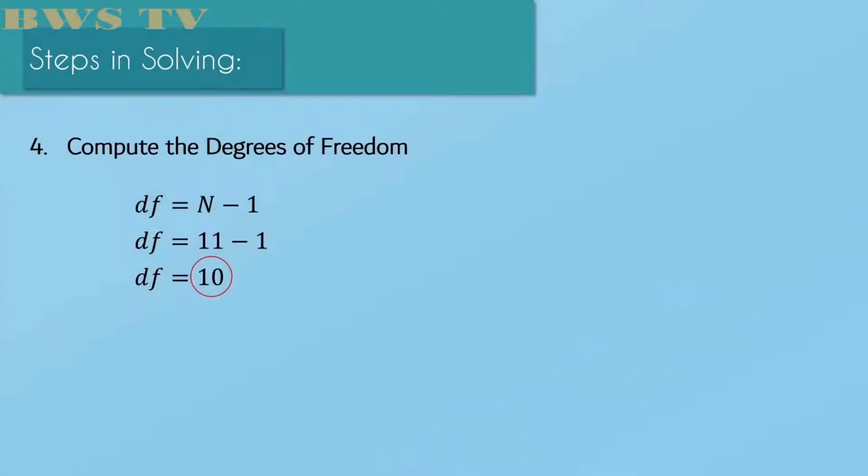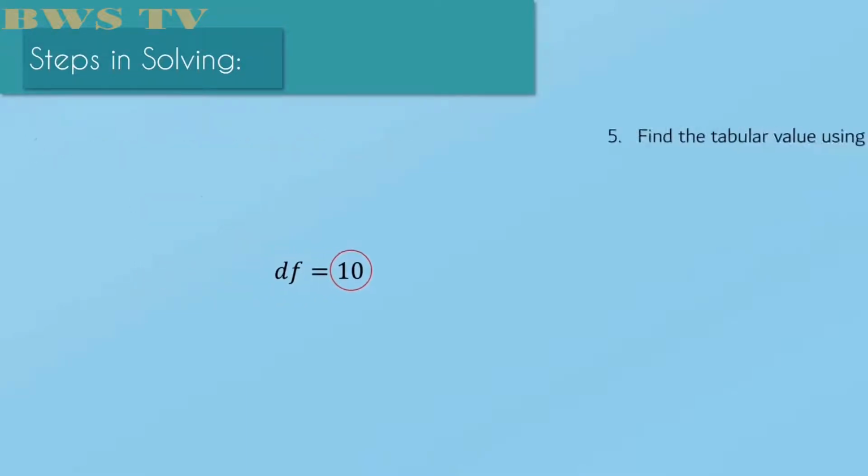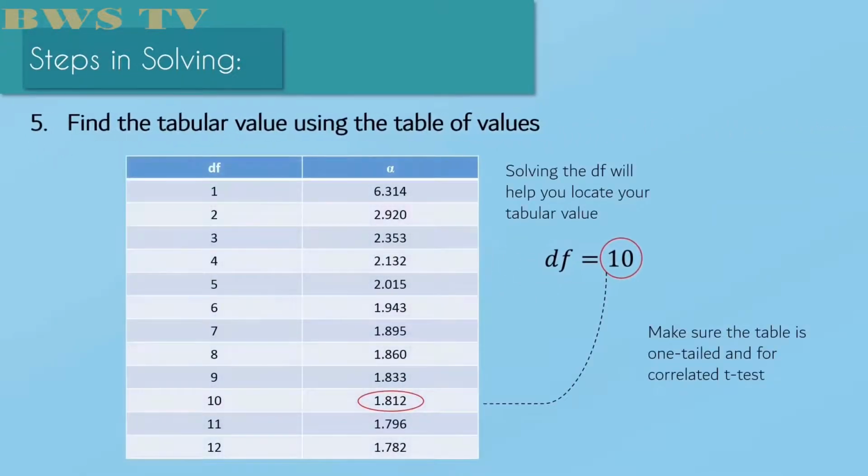Compute the degrees of freedom. The formula for the degrees of freedom is df is equal to n minus 1. 11 minus 1, so df is equal to 10. Using the df, we can find the tabular value. The tabular value is then equal to 1.812.